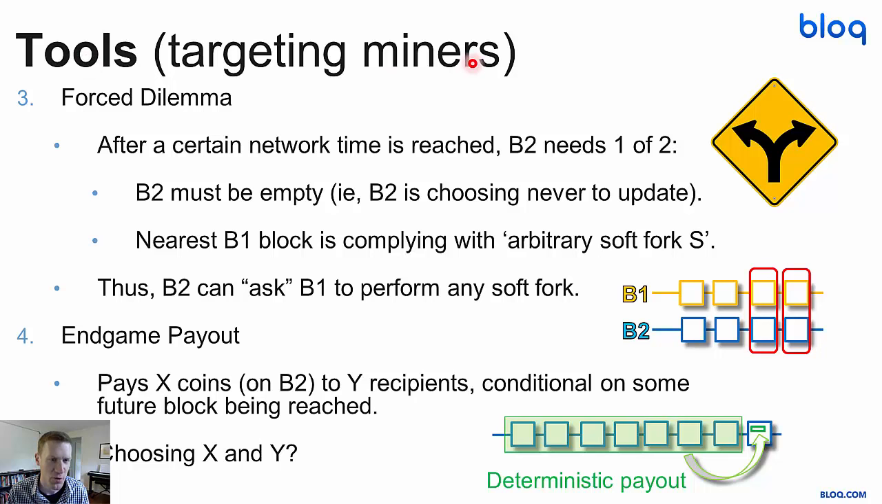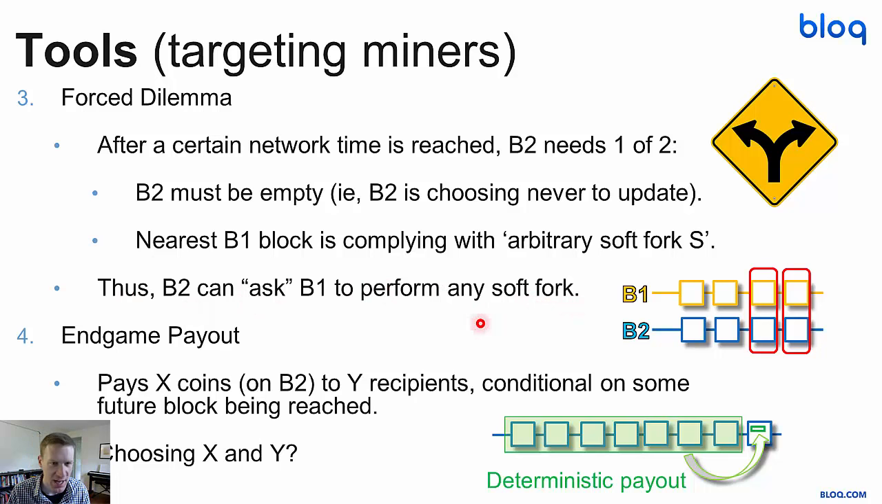And so we've got some more tools for the miners. That's tool number 3, a forced dilemma. After a certain network time is reached, Bitcoin 2 needs one of these conditions to be met. Either Bitcoin 2 is empty, it's the end of the road for Bitcoin 2, it's always empty and never updates, or Bitcoin 1 is complying with an arbitrary soft fork defined in the software. And in this way, B2 can ask B1 to perform any soft fork.